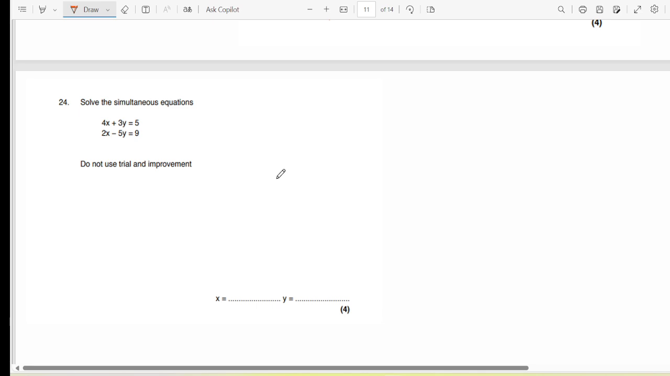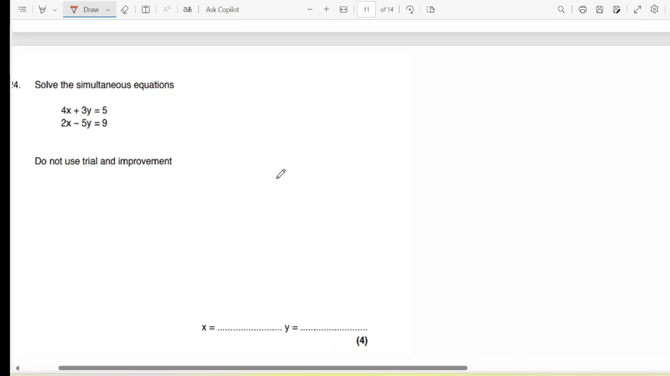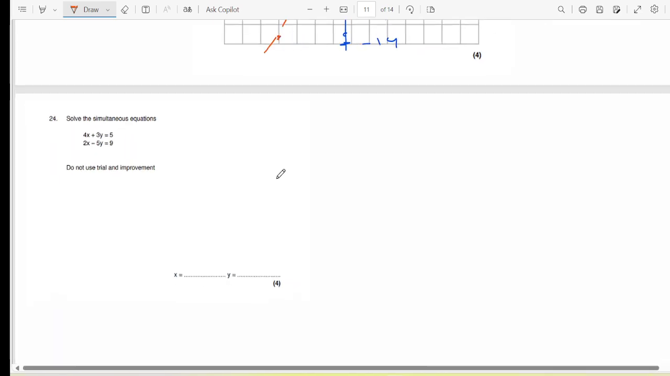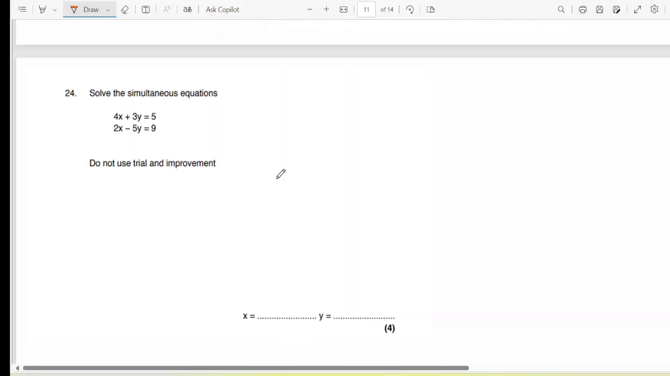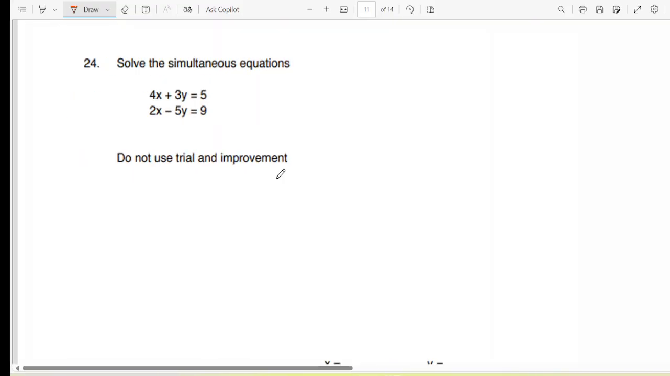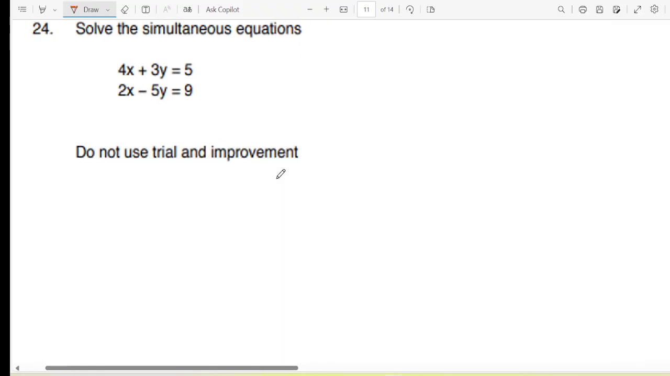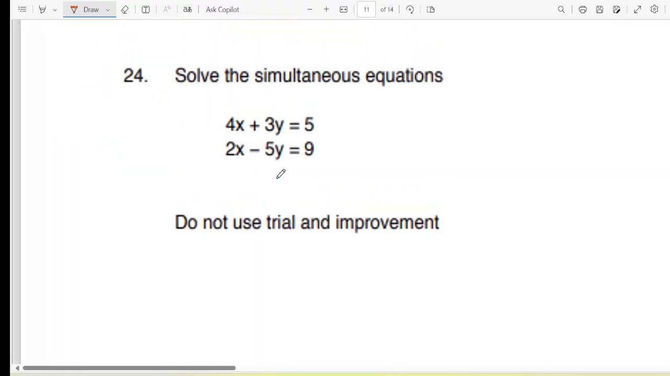Next question is solve the simultaneous equations. So how do we solve them? Basically, this is for question number 24. First of all, I can use many methods to solve this equation.